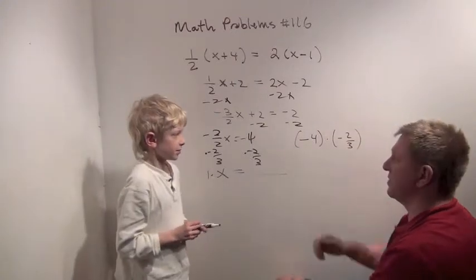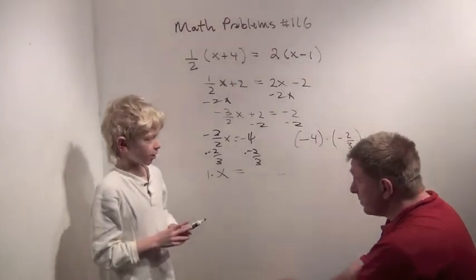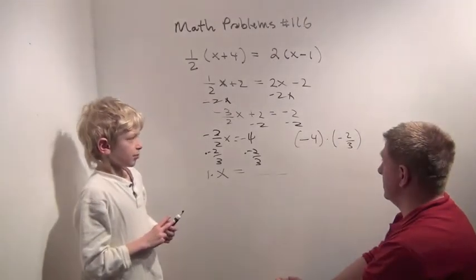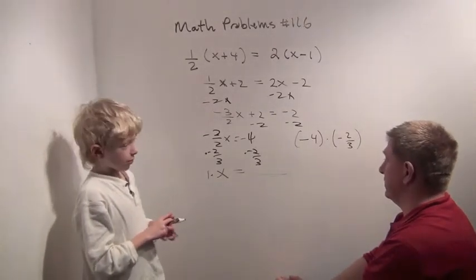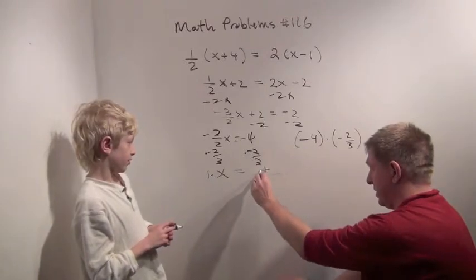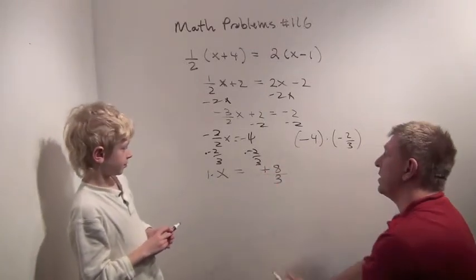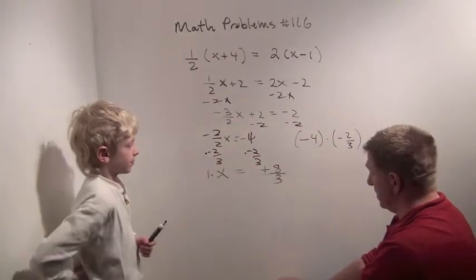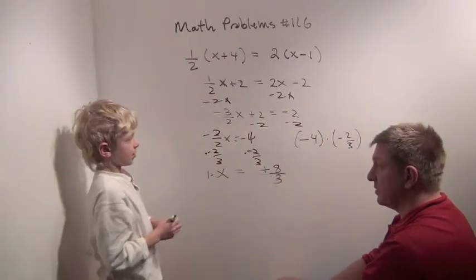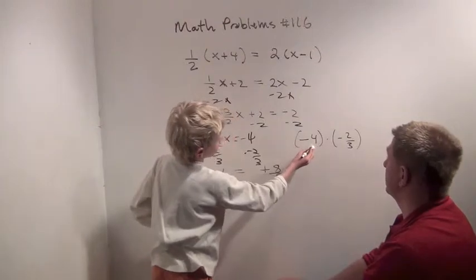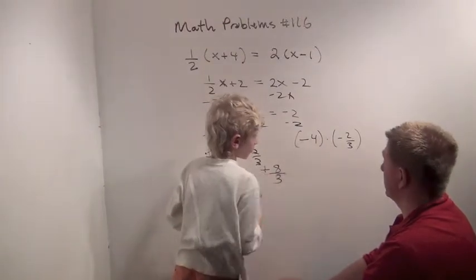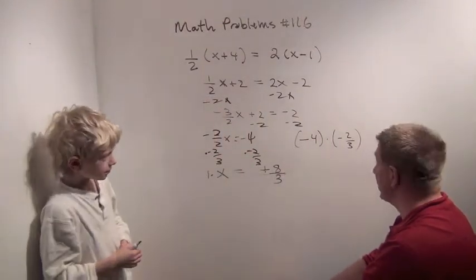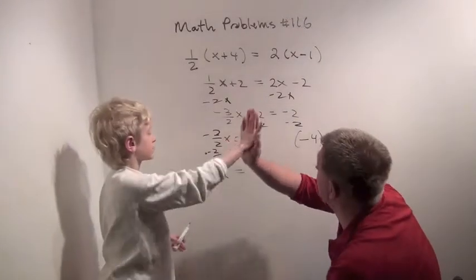And minus 4 times minus 2/3. Well, I think it's going to be positive 8/3. Positive 8/3. Now why is it positive? Because a negative times a negative is a positive. Okay. And why is it 8/3? Because 4 is 4 over 1, and then you multiply the top. Okay, good job. Hey, that was a great solution.